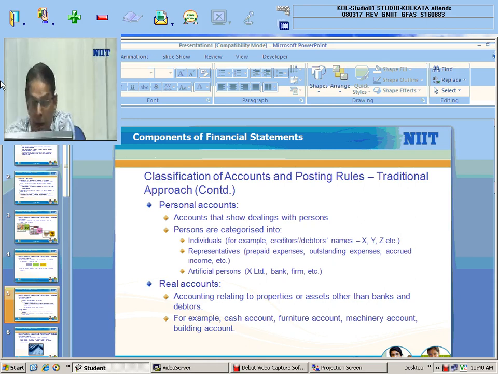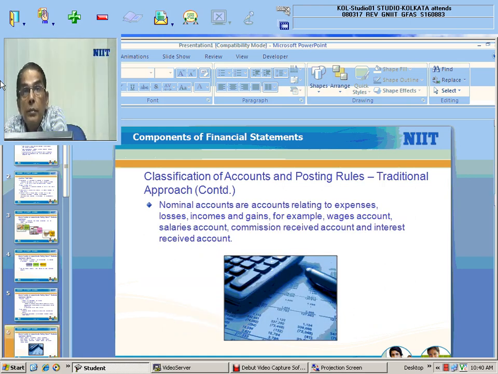So we looked at personal accounts, real accounts, and then the third type of account, that is nominal accounts. These are accounts relating to expenses, losses, incomes and gains. Examples: wages account, salaries account, commission received account, interest received account, interest paid account, rent account, sales account, purchase account. These are all relating to expenses, losses, incomes and gains.